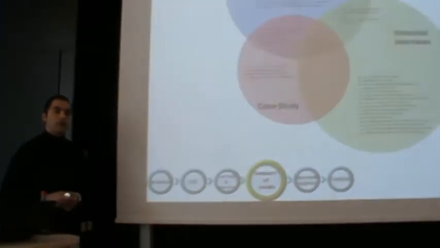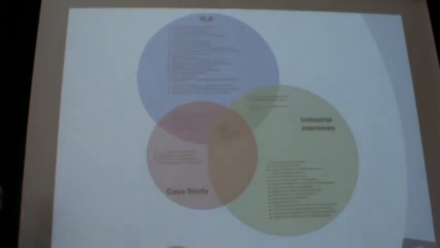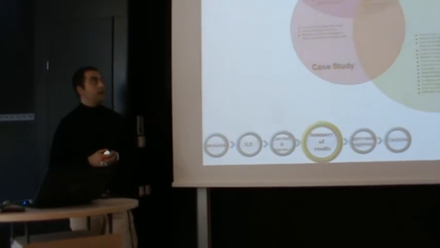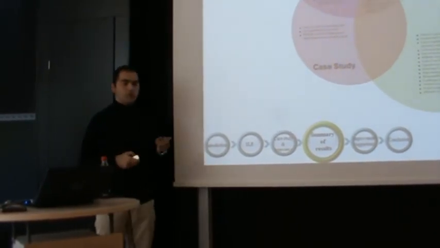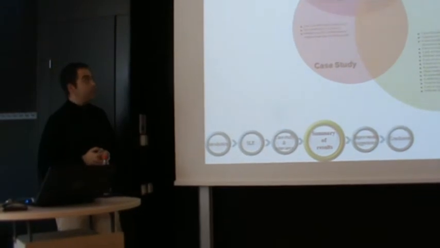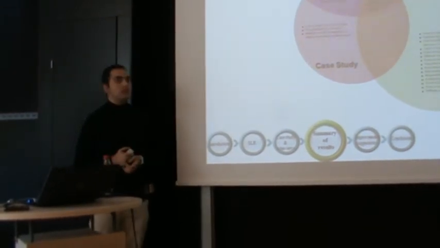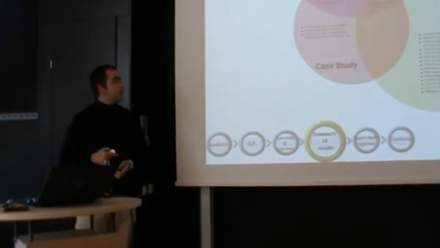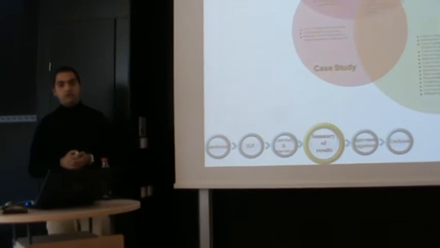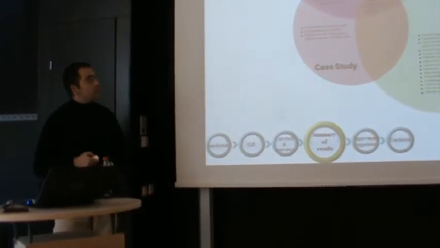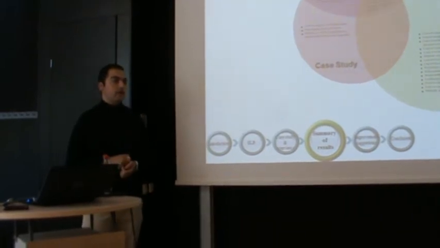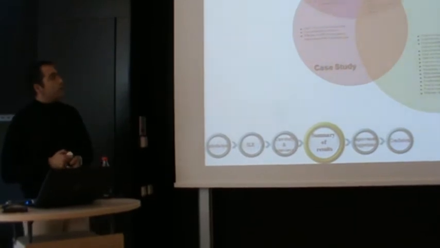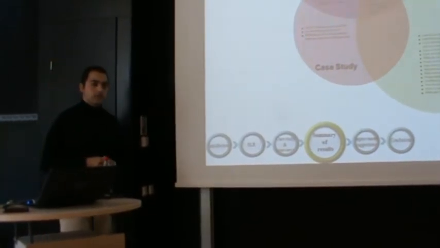This figure shows the level of conformance about the challenges found while conducting the different research methodologies. The blue circle shows the challenges found during the systematic literature review. The red circle shows the challenges found during the case study. The green one shows the challenges found during the industrial interviews. Now, if you look here, we have around 47 different challenges.